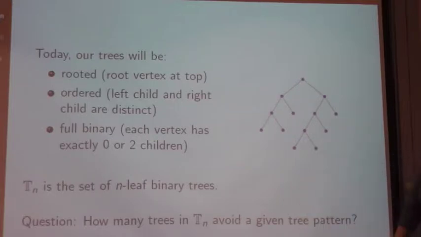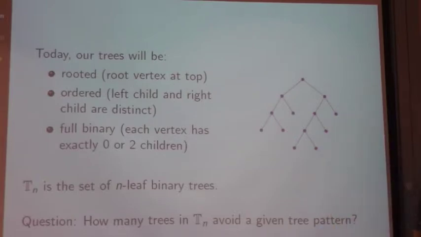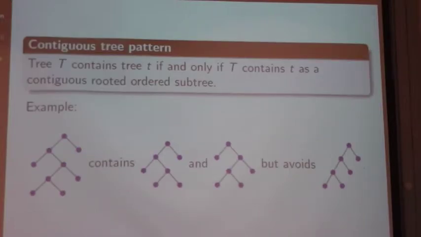And T sub n is the set of n-leaf binary trees, so let's see, this must be a member of T7. And now that you know what trees I'm looking at, here's my big question. How many trees with n leaves avoid a given pattern? Now I still need to tell you what pattern means, right? So let's start with Eric's definition, since it's the original one in this sort of research.